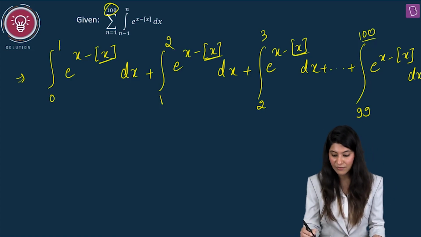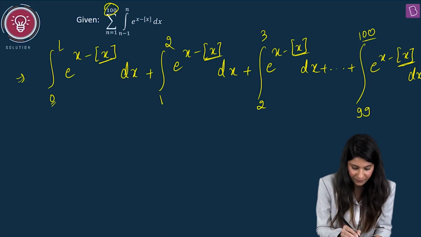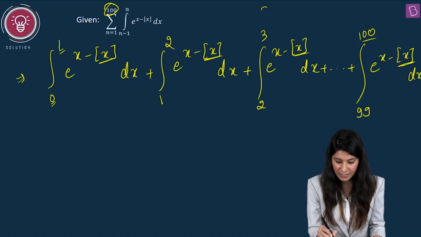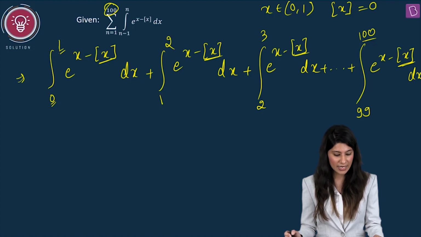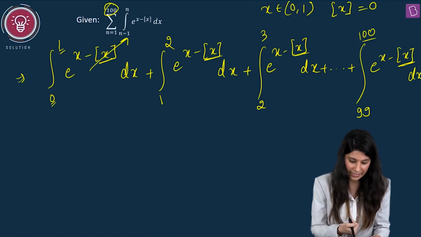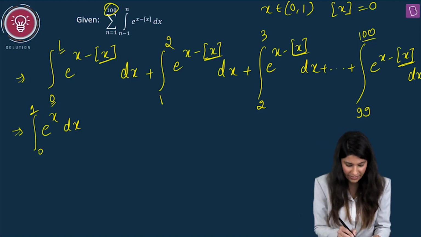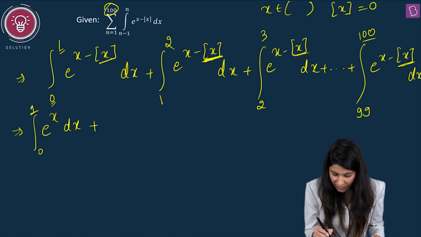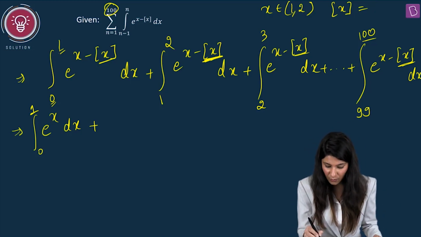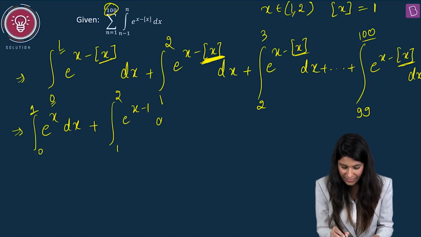Right? Now let's focus on GIF of x, because in every integral you have an upper and lower limit. If x belongs to 0 to 1, GIF of x would be equal to 0. So why not just remove it? Let's do that in the next step. So you have 0 to 1 e raised to power x dx. And if x belongs to 1 to 2, GIF of x would be 1. So let's replace this by 1. So 1 to 2 e raised to power x minus 1 dx.